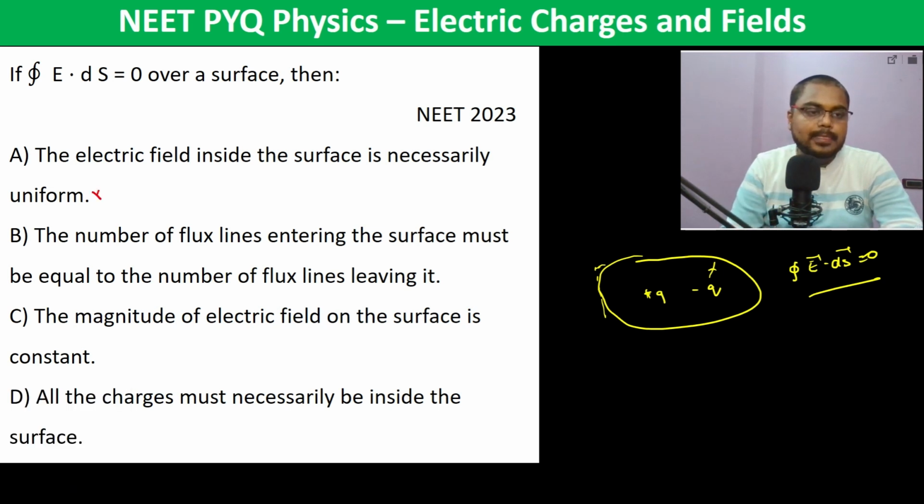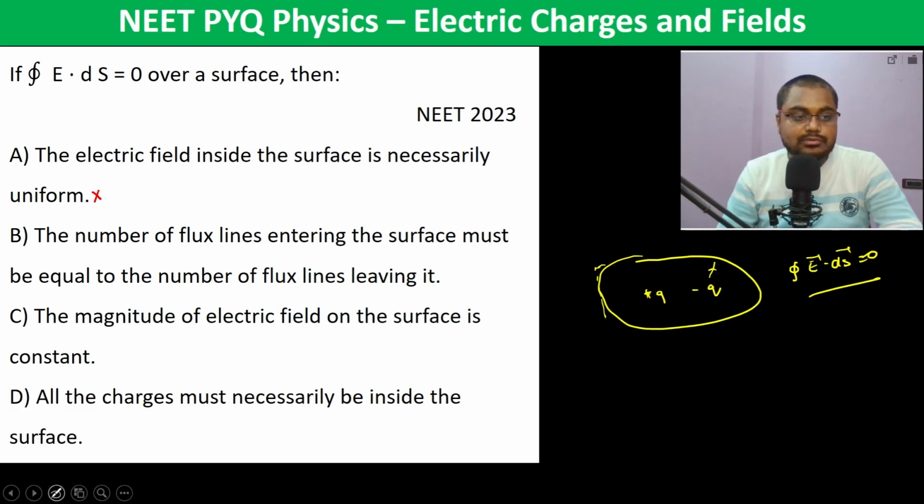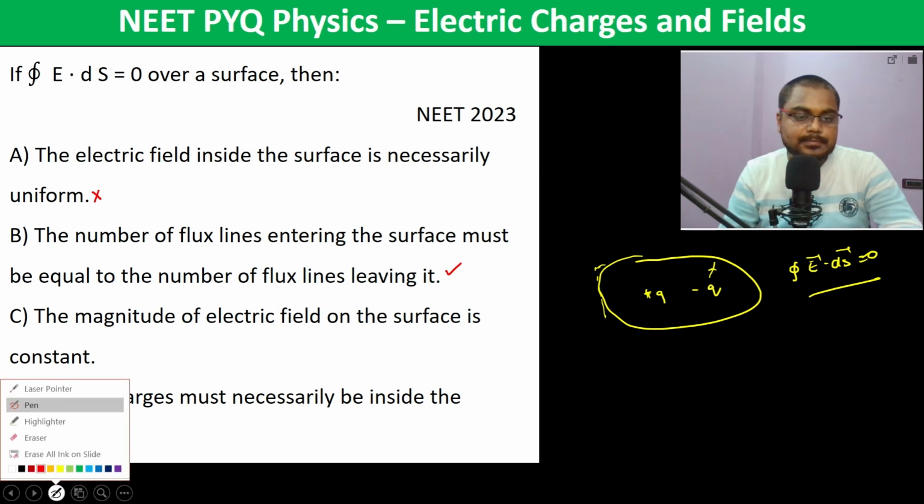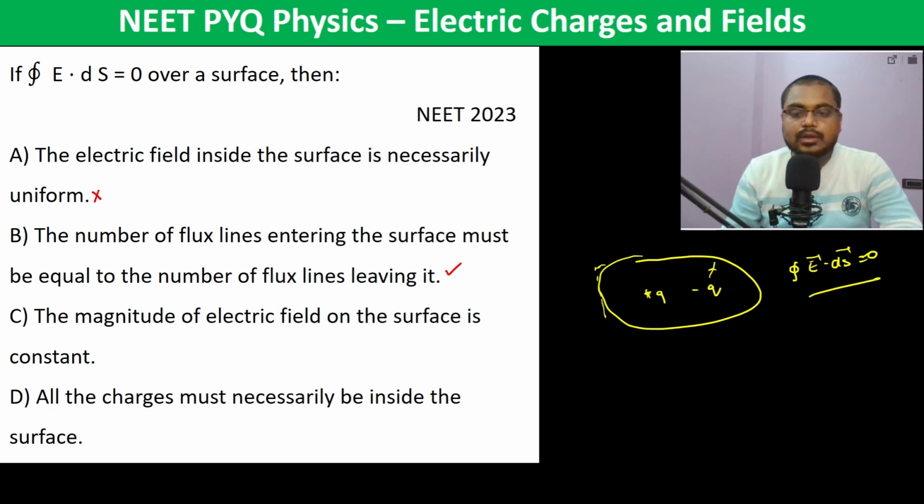The number of flux lines entering the surface must be equal to the number of flux lines leaving it. Yes, that's true, because E dot ds is equal to 0. So if E dot ds is positive at one place, then E dot ds has to be negative at another place, because overall it's going to be 0.